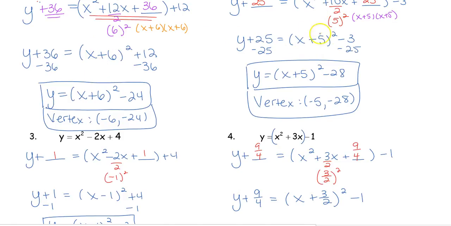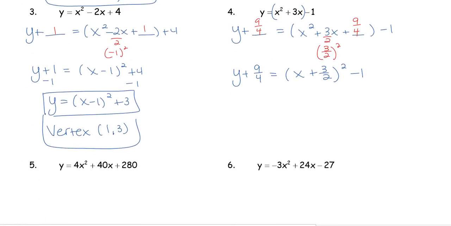Half of 10 was 5. That's what our binomial squared was going to be. So I don't even have to go through that whole process. I just know it's going to be half of that middle term. Do pay attention to whether it's positive or negative though. Last step is to move the 9/4 over.